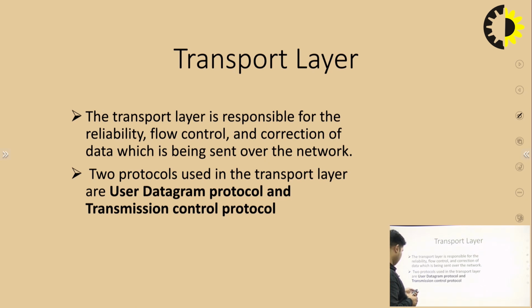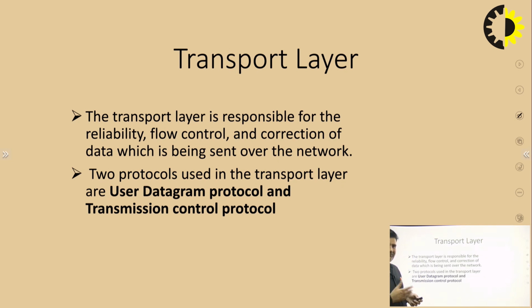So the main function of the transport layer is to manage the transfer of data from source to destination. It also manages flow control and the correction of the data being sent over the network. The two protocols used in the transport layer are UDP and TCP.